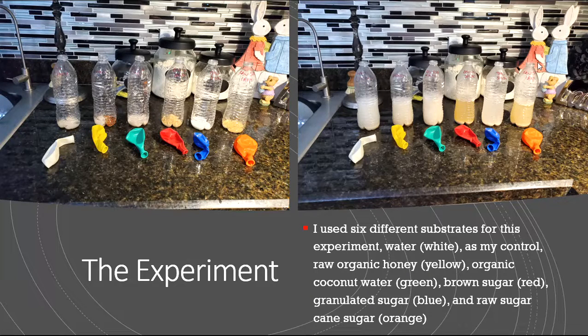For this experiment, as I stated, I used 6 different substrates. The sugars included raw organic honey represented by a yellow balloon, organic coconut water represented by a green balloon, brown sugar represented by a red balloon, granulated sugar represented by a blue balloon, raw sugar cane sugar represented by an orange balloon, and water was used for my control, represented with the white balloon.